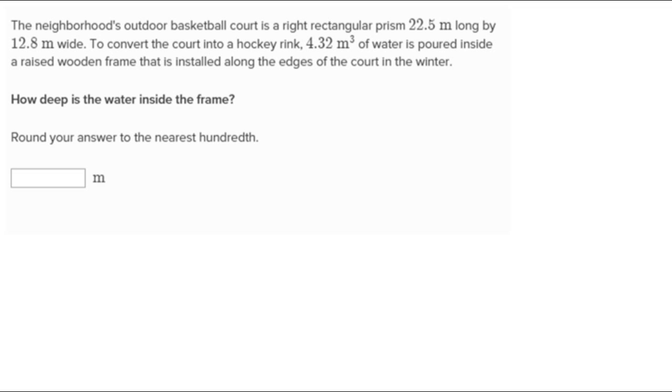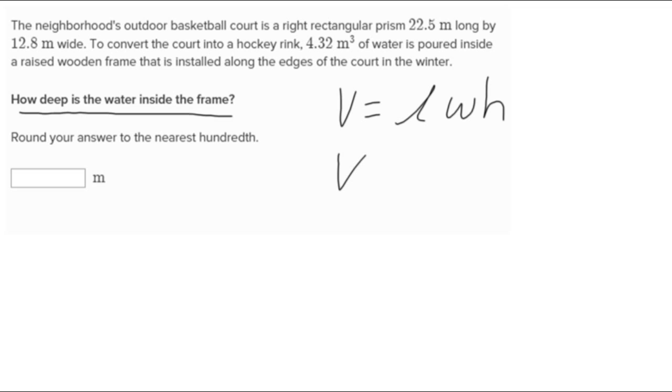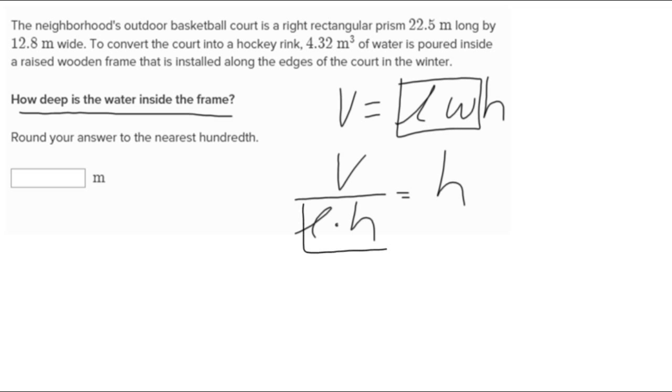So after reading through the problem, you should have noticed that we want to know how deep is the water inside of the frame. You need to also know that volume is equal to length times width times height. From that formula, you should also know that volume divided by the length times the width will give you your height. The length times the width is your area, so if you go volume divided by area, that will give you your height. And that is what it's asking for, the height.